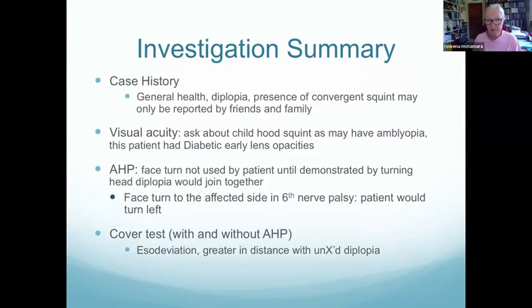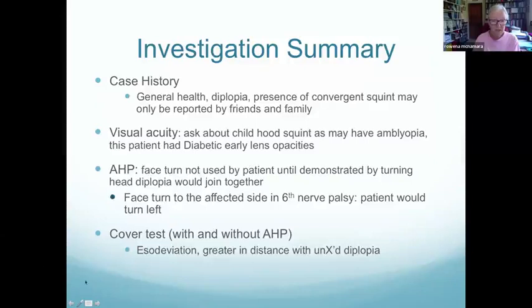lens opacities. They may have already worked out that they can use a face turn in order to bring the double vision together. And if they haven't worked that out, one of the roles for the orthoptist is to tell the patient that they'll be much more comfortable if they turn their head. So in this patient's case, we did describe to him that if he turned his face to his left side, he would actually be able to see single vision again, because it would be away from the problem. It would be away from the left lateral rectus problem.